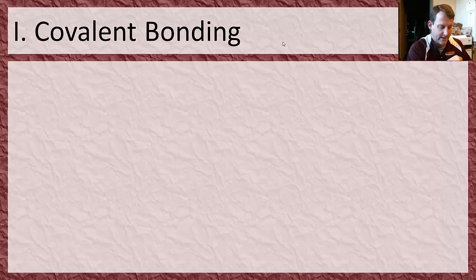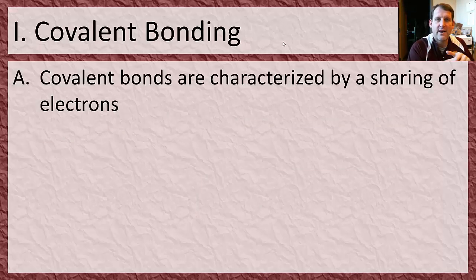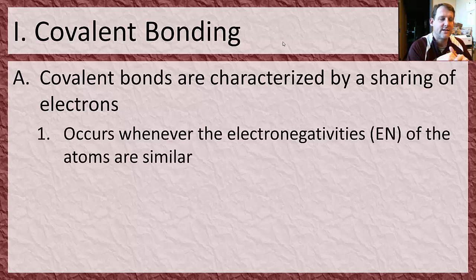So covalent bonding. Covalent bonds are characterized by a sharing of electrons, and this occurs when the electronegativities of atoms are relatively similar. So when both atoms are pulling on electrons with a similar force, one of the atoms can't overpower and take the electron completely. They end up sharing the electron between the two atoms.